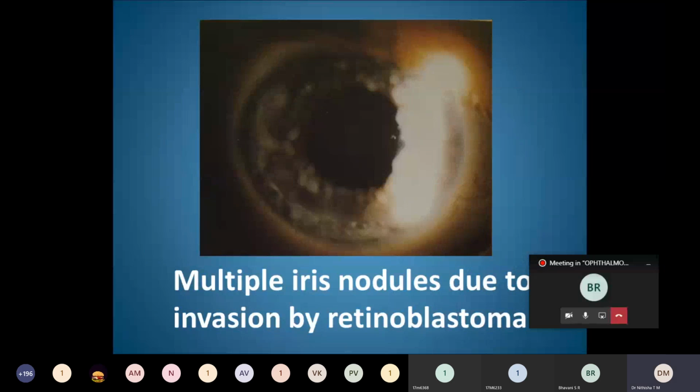Okay, you're seeing the right eye. Many iris nodules are there. Okay, iris nodules on the right side. So many nodules are there on the anterior surface of the iris. This can be due to retinoblastoma. This is a picture of pseudohypopyon.